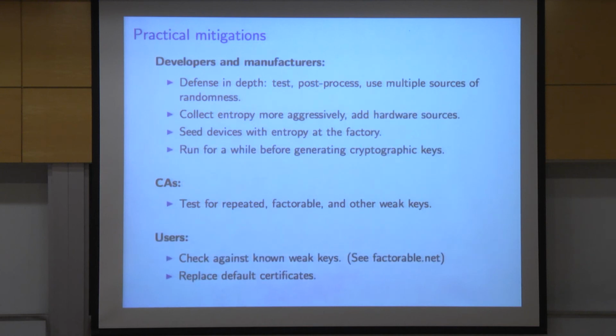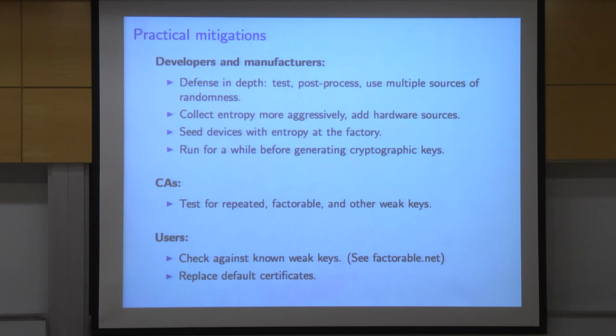So what are the practical mitigations for these kinds of problems? For developers and manufacturers, I think the biggest one is defense in depth. You want to make sure to protect against the kinds of cascading catastrophic failures that we've seen in many of these cases. When generating keys, you want to test the quality of your output, you want to post-process all of the inputs that you get, and you want to use multiple sources of randomness.